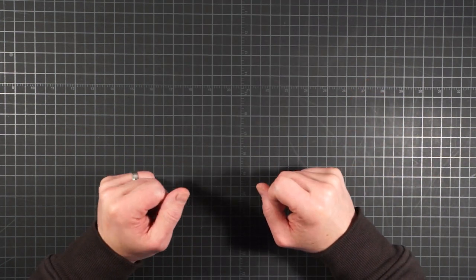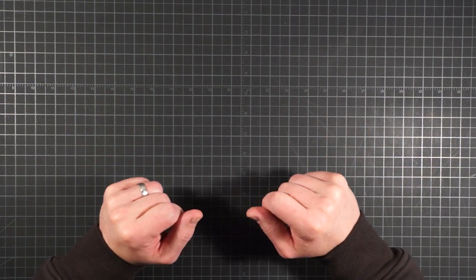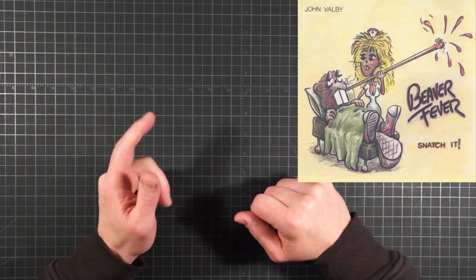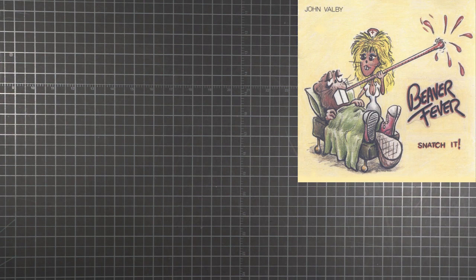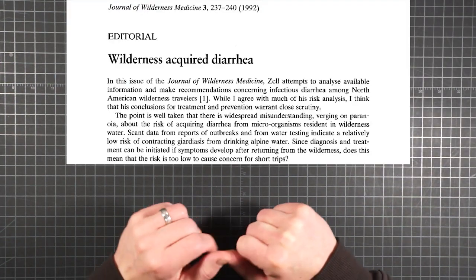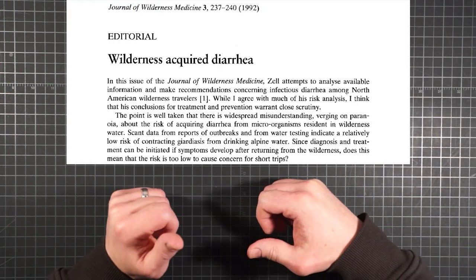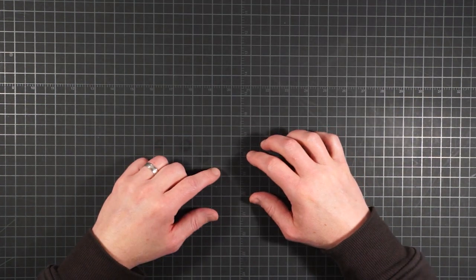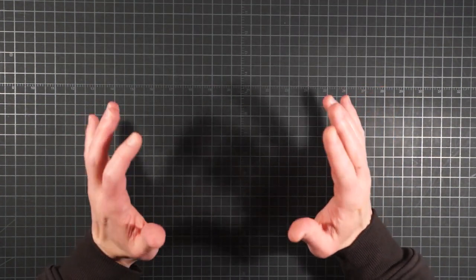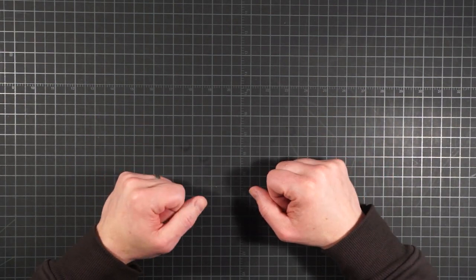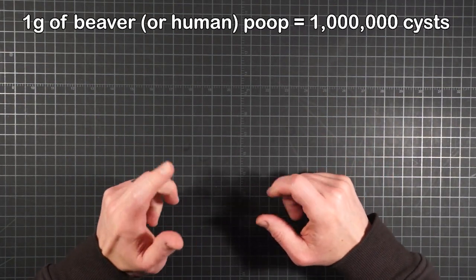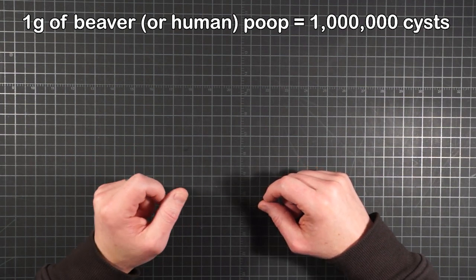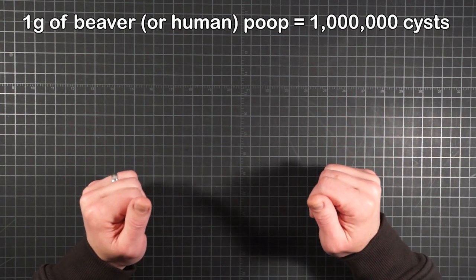It also produces more cysts, which you shed to the environment in your feces. It's not just people. Dogs are known for pooping Giardia all over the place, and some wild animals as well. The old-timers don't call it beaver fever for nothing. So, in an editorial on wilderness-acquired diarrhea for the Journal of Wilderness Medicine, yes, I have literally spent weeks researching diarrhea for this video. Anyway, the authors note that just 1 gram of beaver or human poop can contain 1,000,000 Giardia cysts.